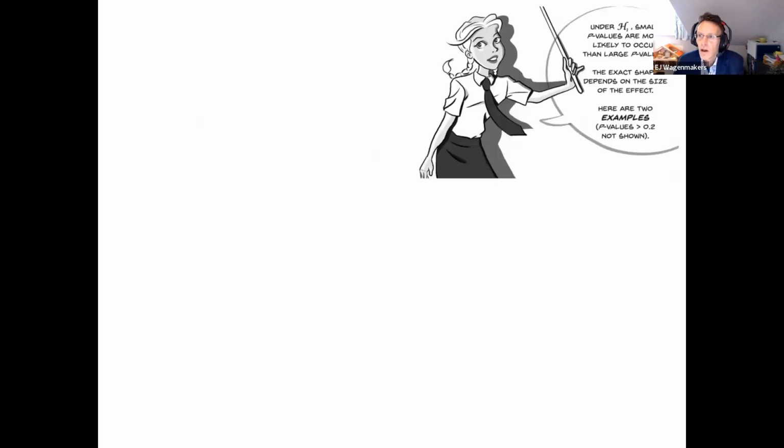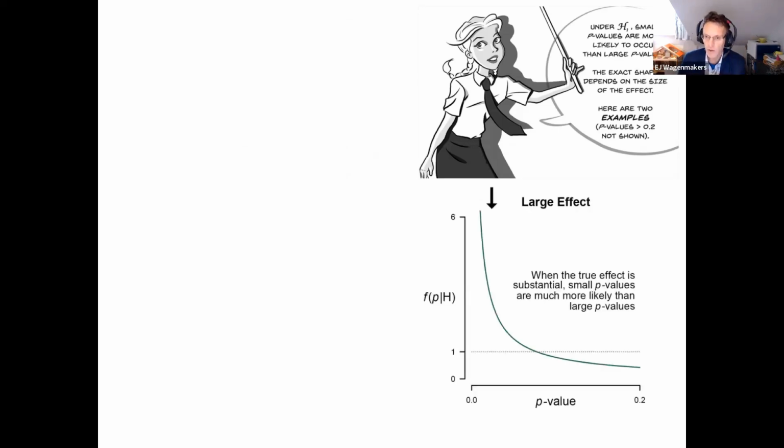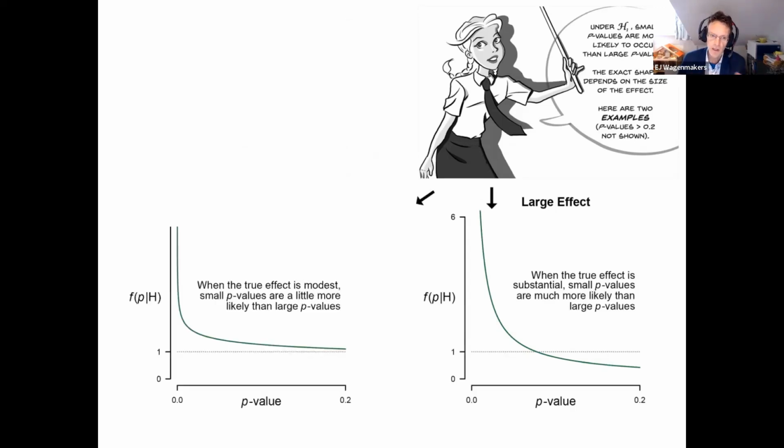So under the alternative hypothesis, when there is an effect, small p-values are more likely to occur than high p-values. But the exact shape of that distribution depends on the size of the effect. So if you have a large effect, then small p-values are much more likely than large p-values. And if the effect is modest, that's less pronounced. So you can have all sorts of different distributions for your p-values depending on the strength of the effect.